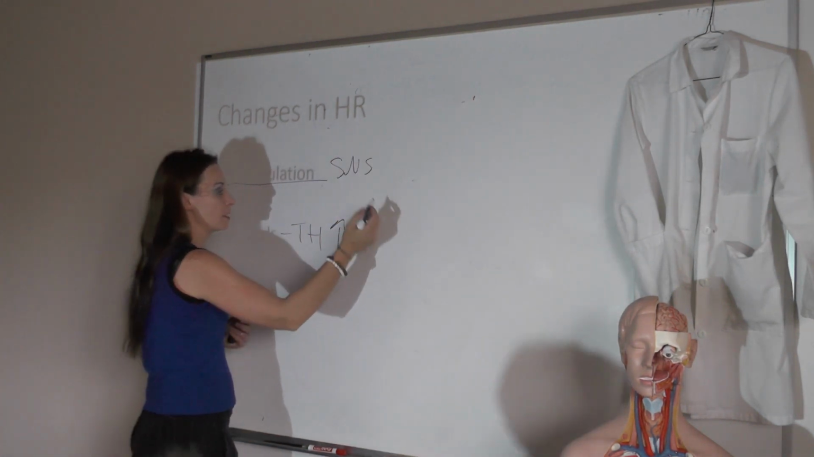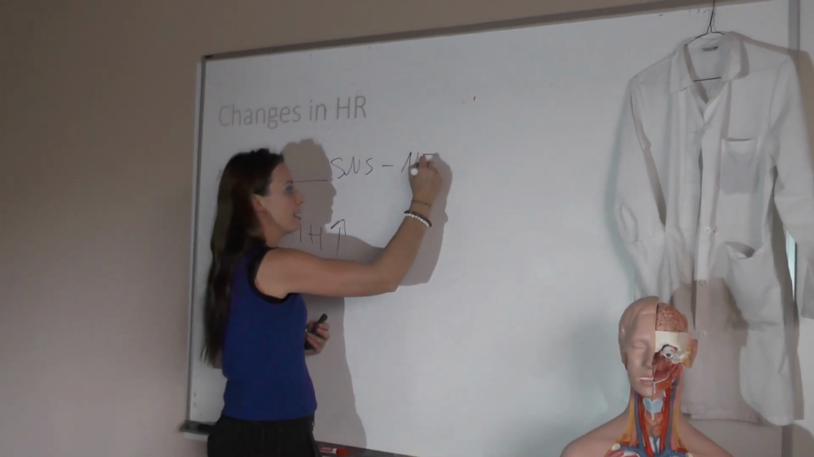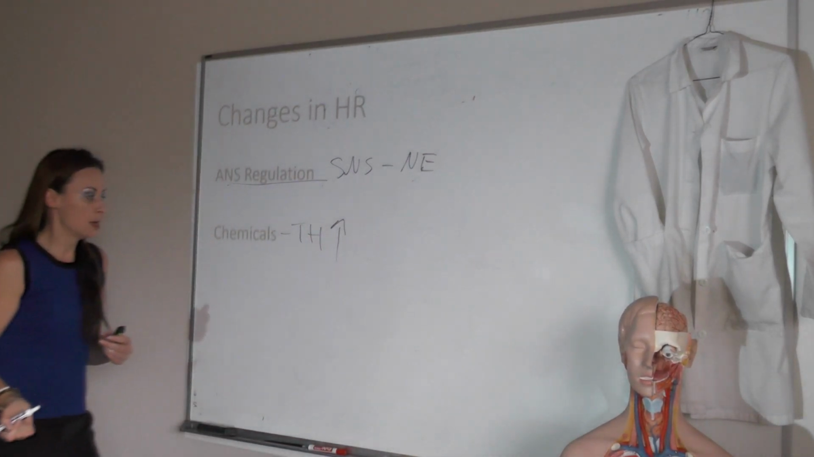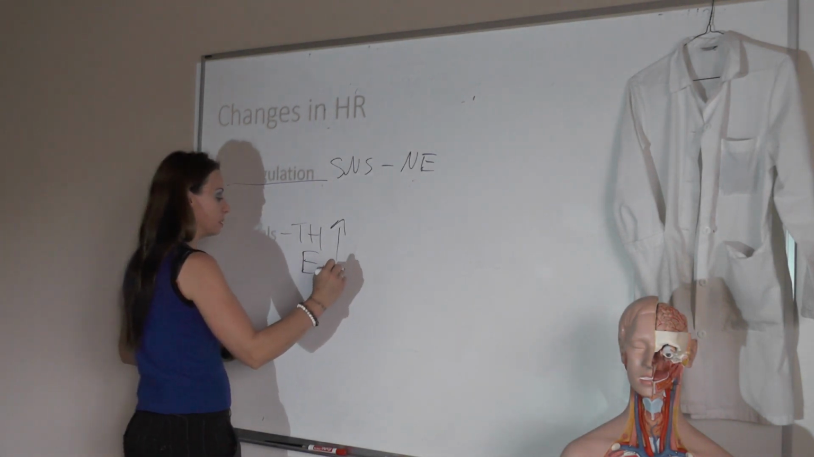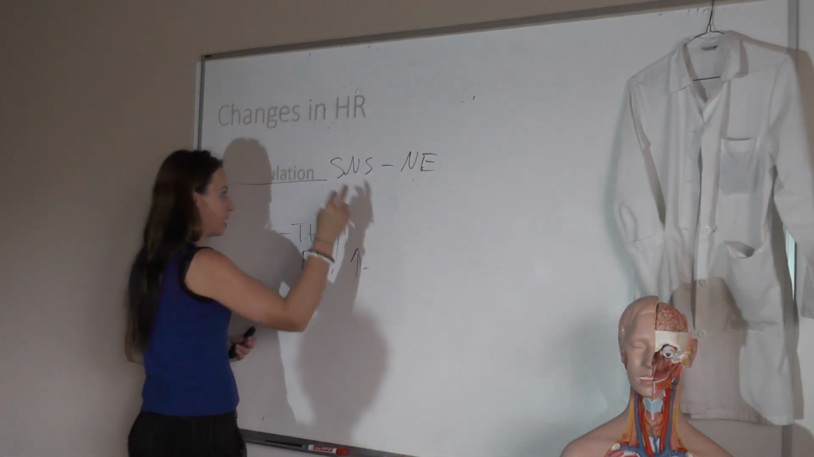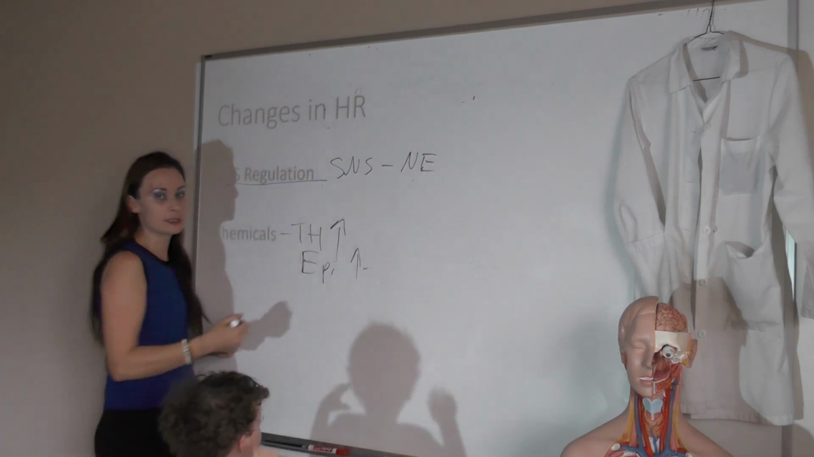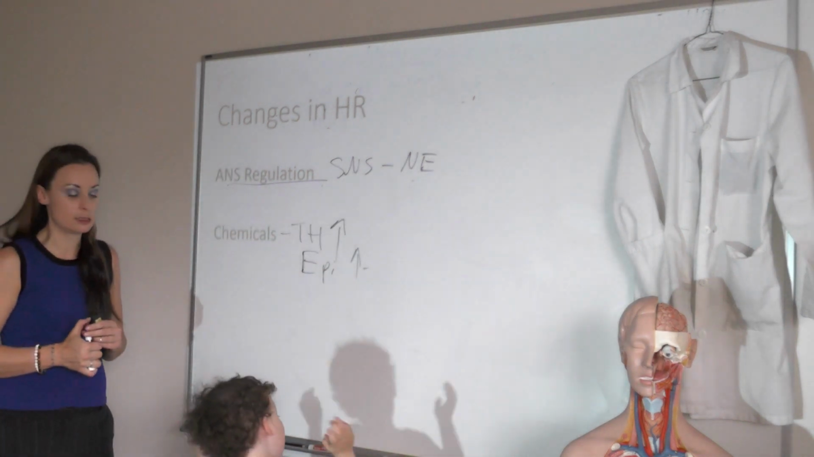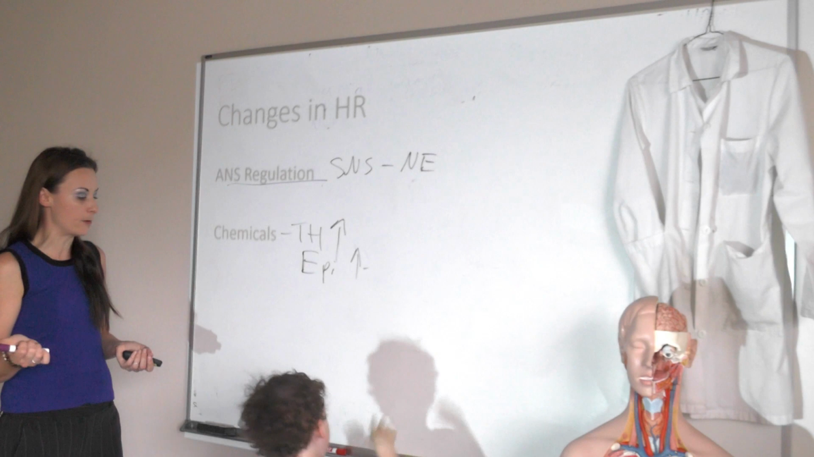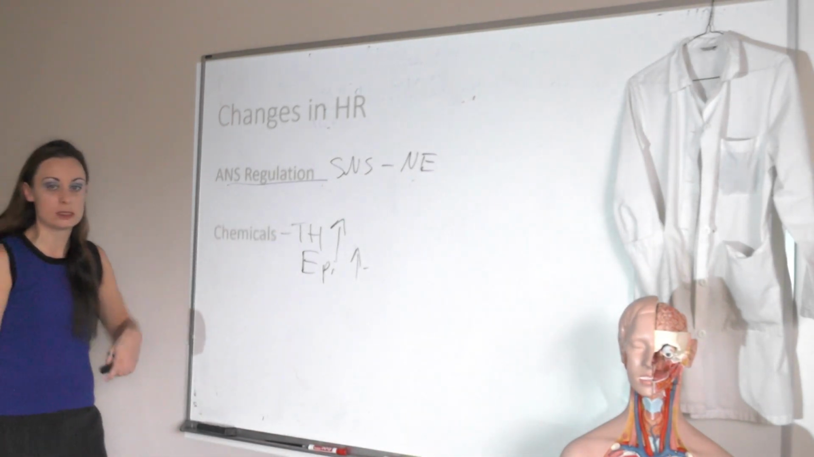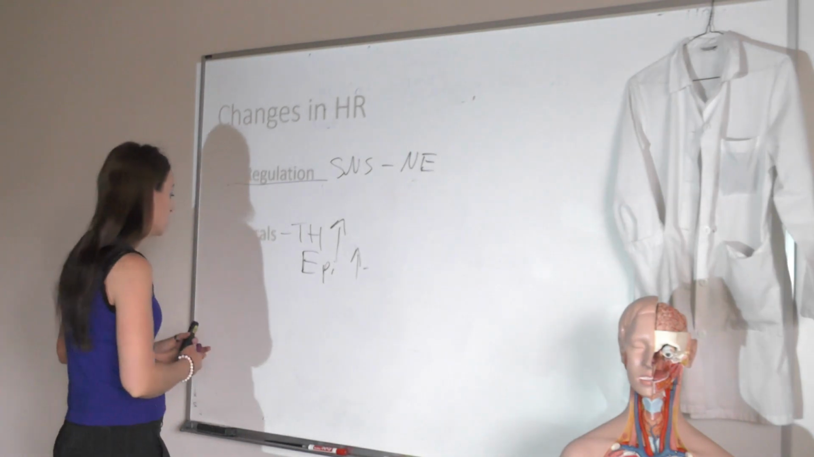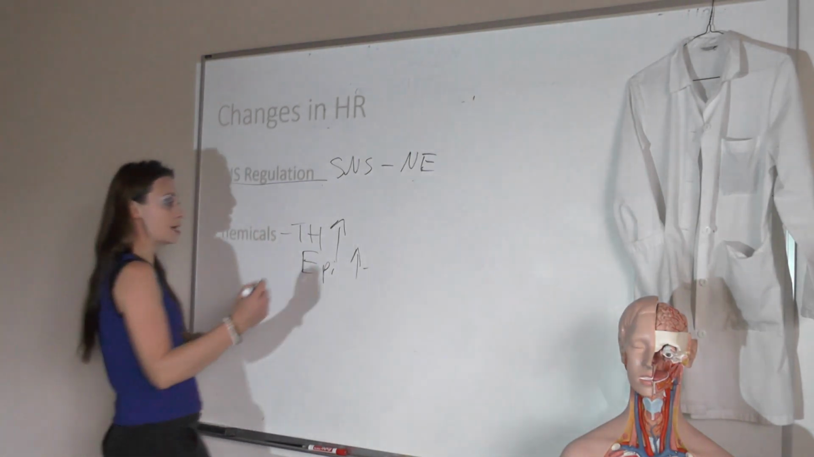So autonomic nervous system regulation. This would be the sympathetic nervous system using norepinephrine as a neurotransmitter. As a chemical, epinephrine coming from the adrenal medulla would also increase our heart rate. And this is going to act synergistically with the sympathetic nervous system to amplify above and beyond what you would see just due to sympathetic nervous system activation. So that's another chemical that could have an effect.